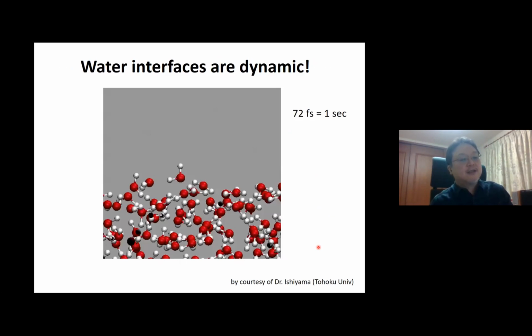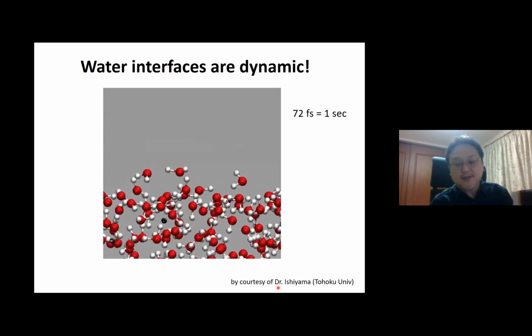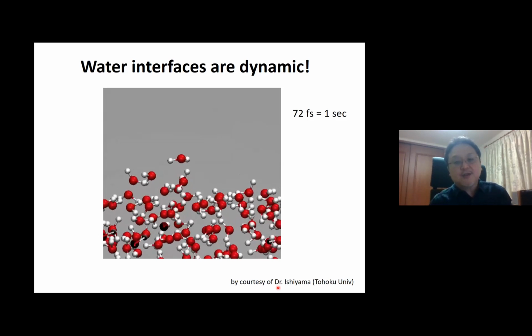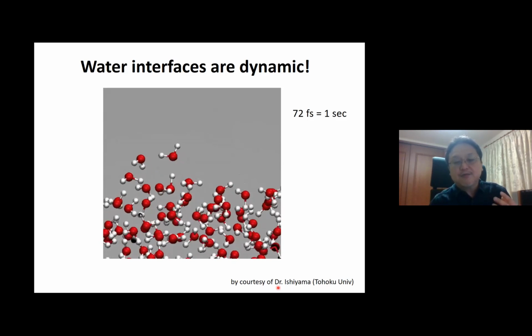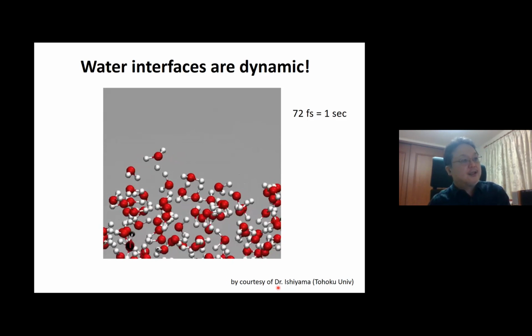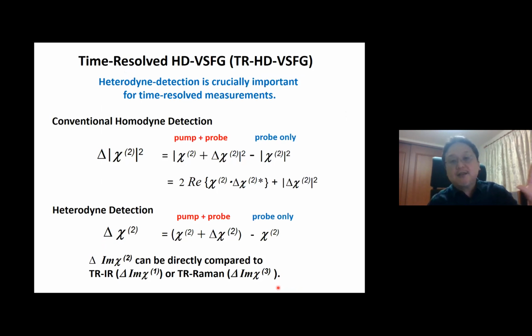All right, so we have used this technique to study steady state properties of interfacial molecules. We observe free OH and other things, but of course the interface is dynamic. So we started time resolved heterodyne VSFG spectroscopy. Again, the heterodyne detection is very crucial.